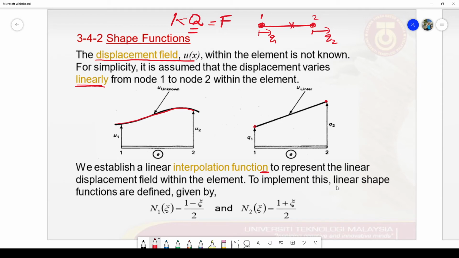Then to implement this, linear shape functions are defined, which are given by these two interpolation functions: n1 as a function of the natural coordinate system, given by (1 minus z) over 2, and the second interpolation function n2 equal to (1 plus z) over 2. So in the exam and also in the test, students do not need to remember this equation as we will supply it. But the most important thing here is that you need to understand where you want to use this and how to use these equations in solving the finite element method.